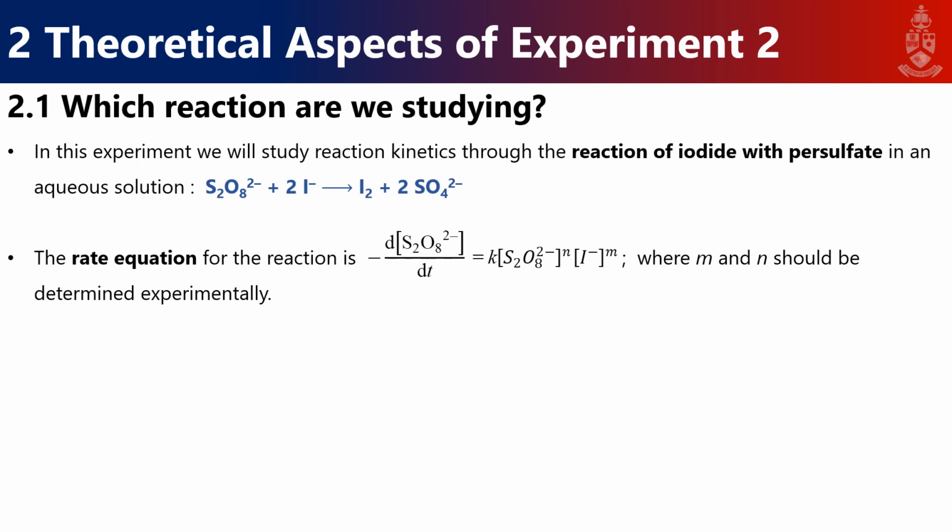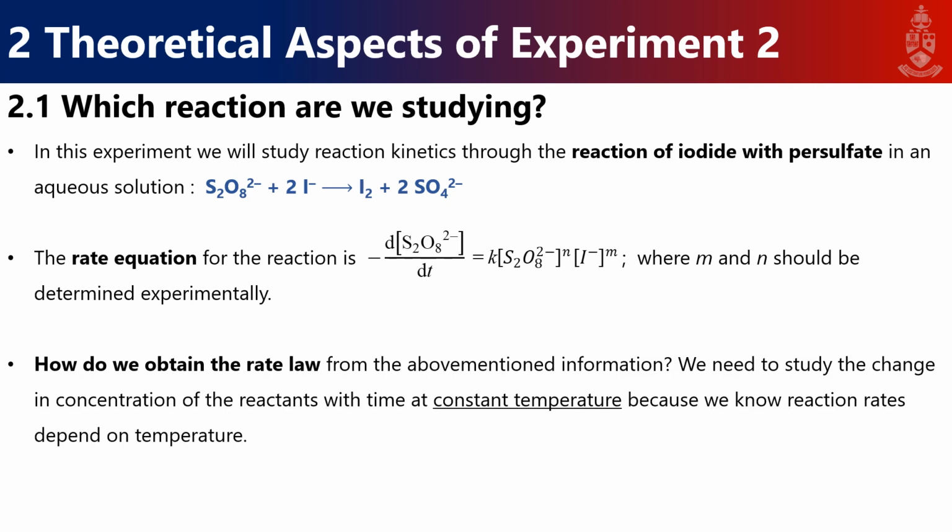For now, what you need to know is that the expression given on this slide gives you the rate equation. It's the change in concentration of the reactant with time equals a mathematical expression k, which is the rate constant, times the concentration of the persulfate to the power n times the concentration of iodide to the power m.